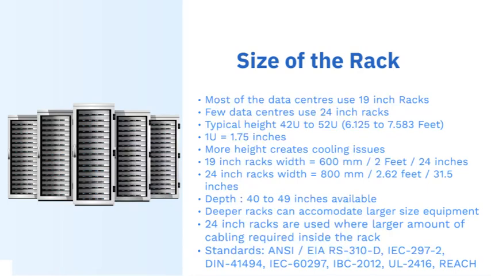So 19-inch racks used to have a width of up to around 600 millimeters. 24-inch racks used to have 800 millimeters. Depth used to be 40 to 49 inches.